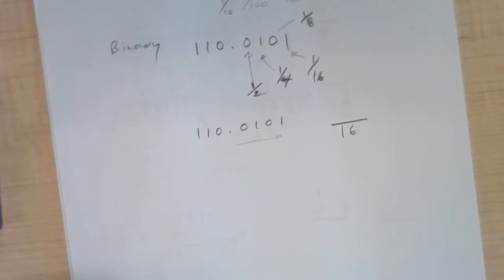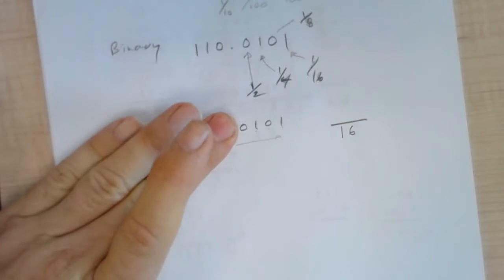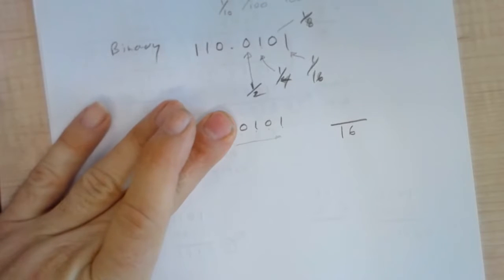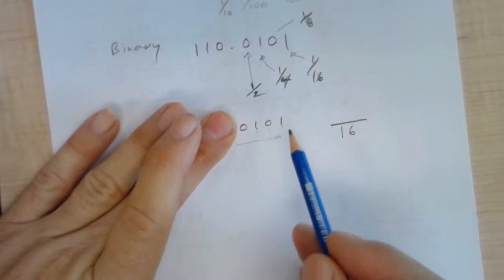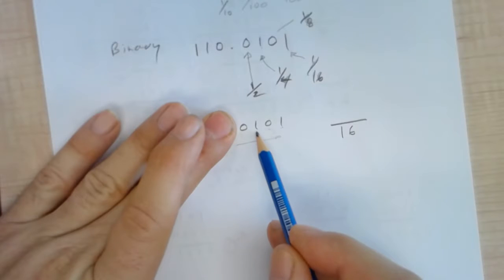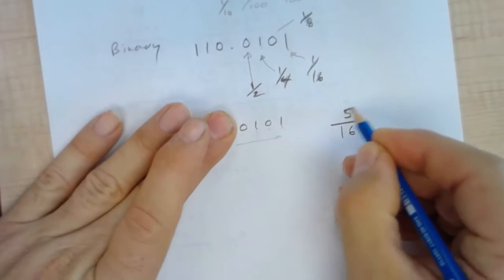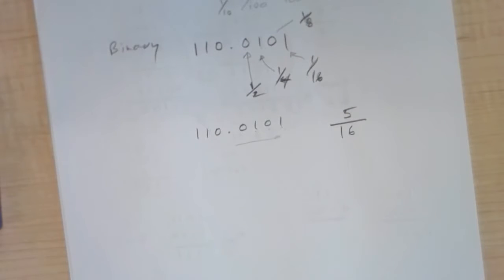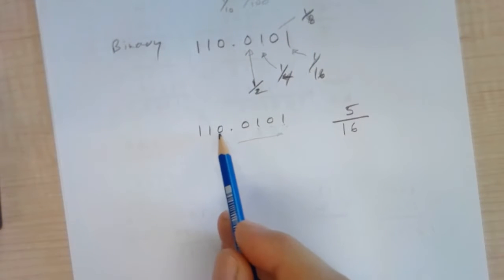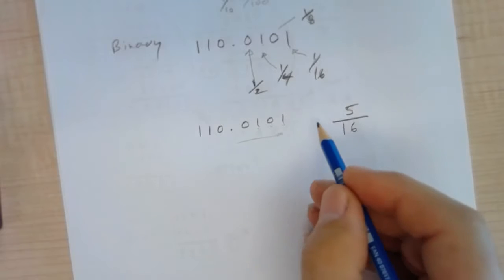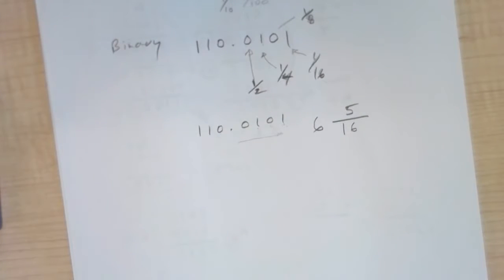And then we're going to take a look at that number and say, okay, what is that if that was just a binary number? It's 1, no 2s, and 1, 4. So 4 and 1 makes 5/16. And then we do this. We have no 1s, 1, 2, and 1, 4. That makes 6. That number's 6 and 5/16. That's it. That's it in a nutshell.